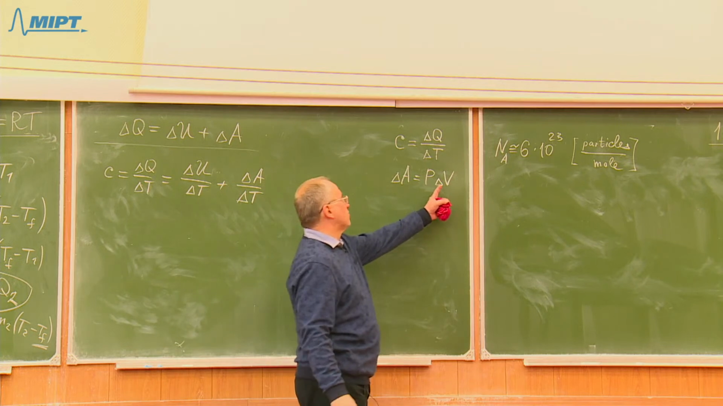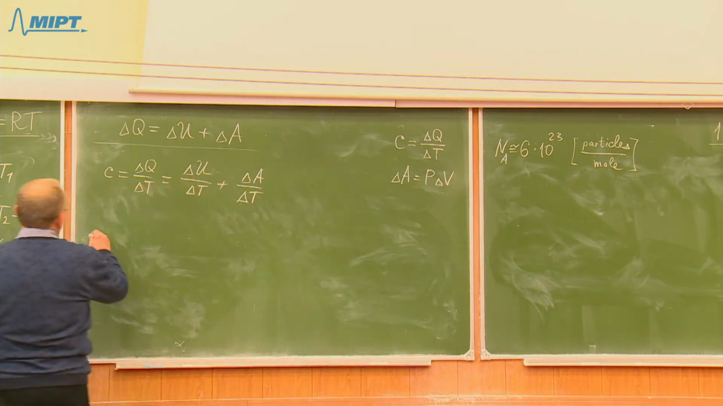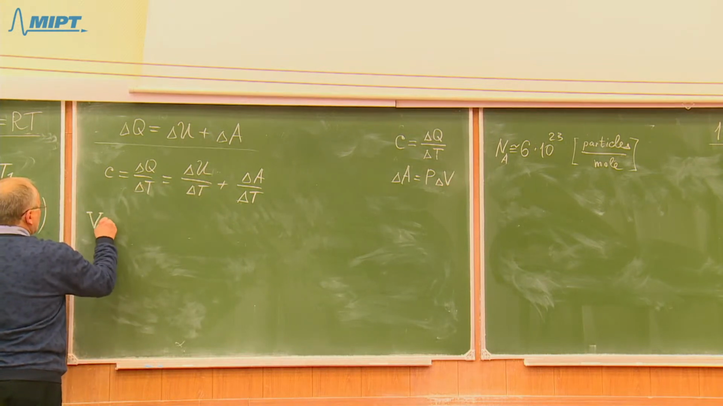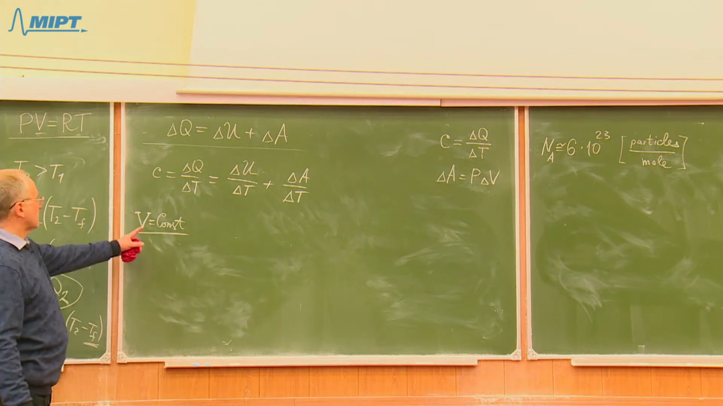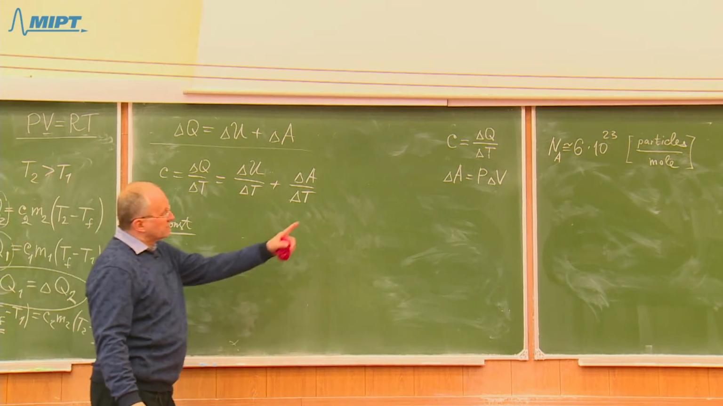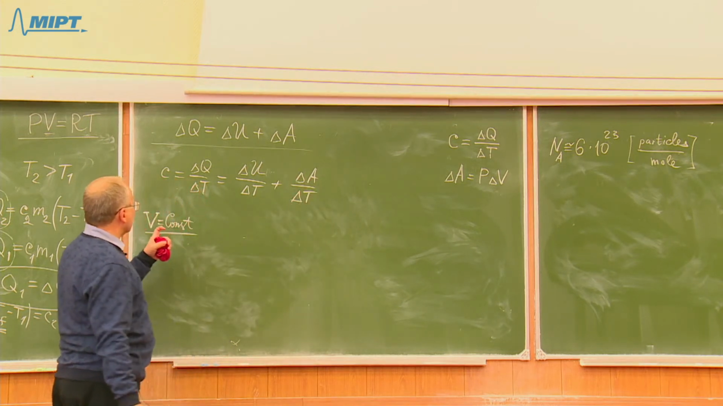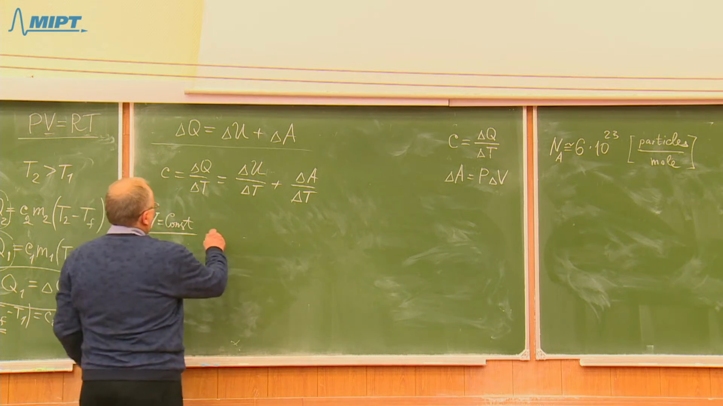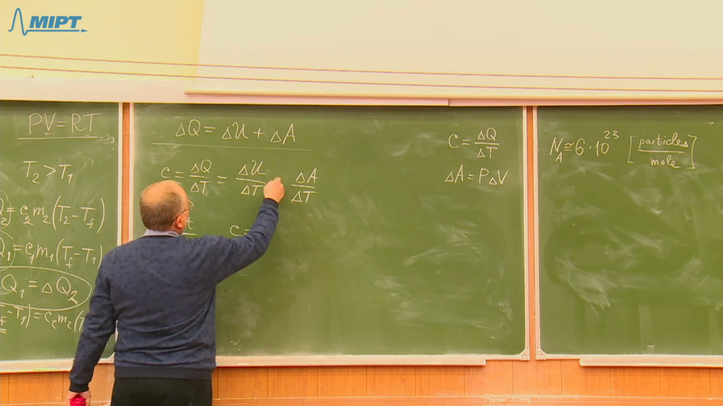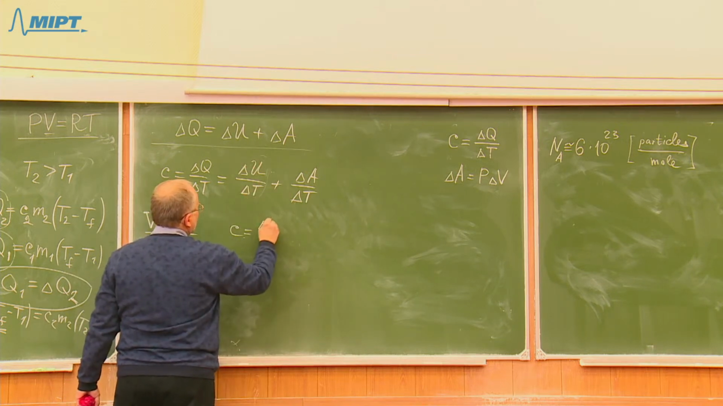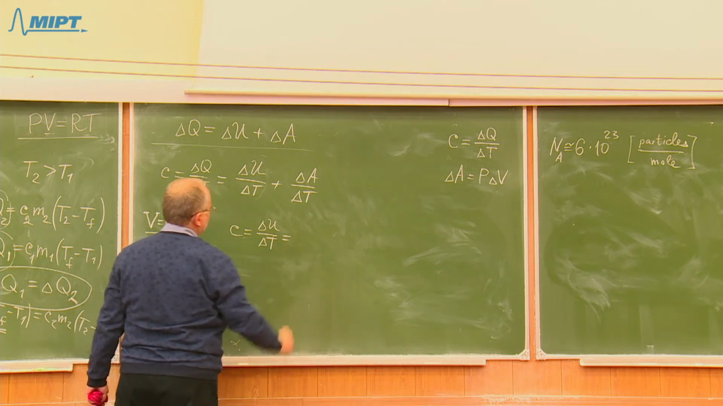And suppose change in volume is 0. That is, the process considered goes under constant volume. So we consider the process under constant volume. It means that delta V is 0 and the work produced by the gas is 0. So in this particular case, the molar heat capacity will be equal to the first term only, delta U divided by delta T.